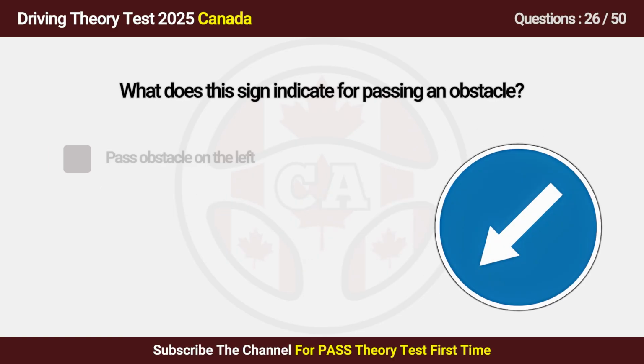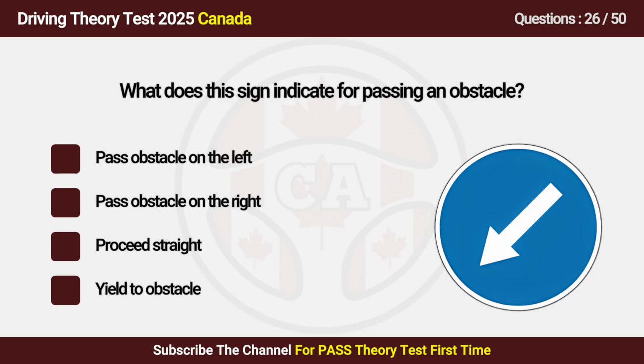Question 26. What does this sign indicate for passing an obstacle? A. Pass obstacle on the left. B. Pass obstacle on the right. C. Proceed straight. D. Yield to obstacle.